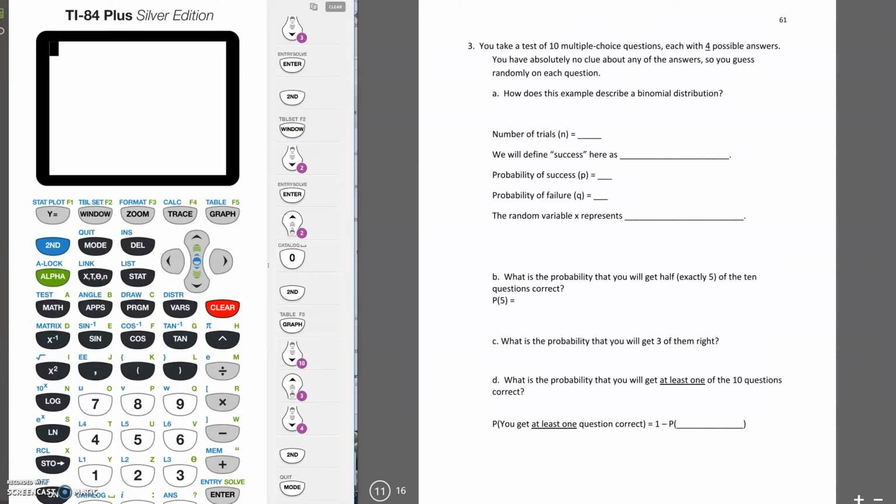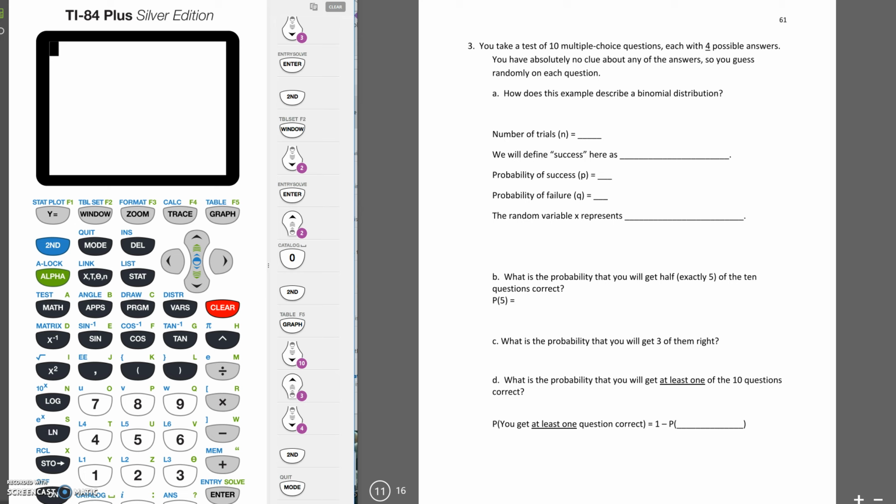Okay, we're going to go over a few situations where we can use the binomial distribution to solve problems. So our first problem here says you take a test of 10 multiple choice questions, each with 4 possible answers. You absolutely have no clue about any of the answers, so you guess randomly on each question. Okay, so part A says, how does this describe a binomial distribution?